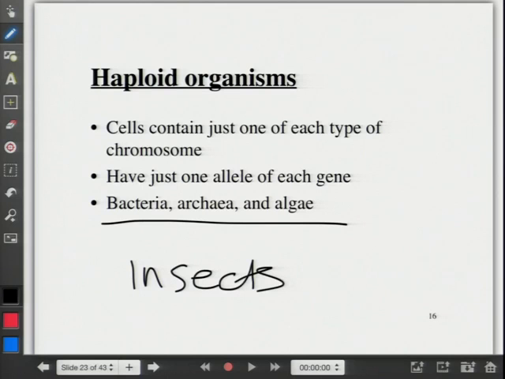So we're essentially going to ignore the haploid organisms for the most part in this class. We're going to be talking about diploid, maybe throw in a little bit of tetraploid. Remember the ones that can have multiple sets, 4, 6, 8, only plants can handle that. No animals can handle that kind of polyploidy.